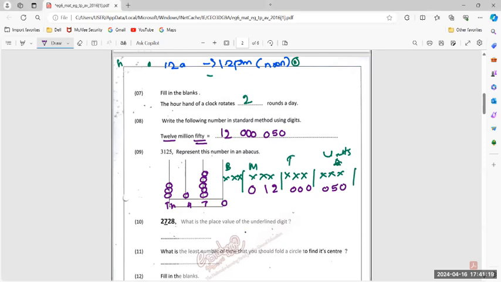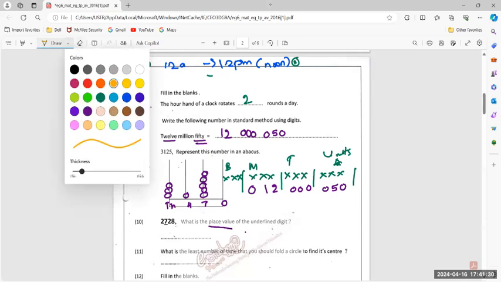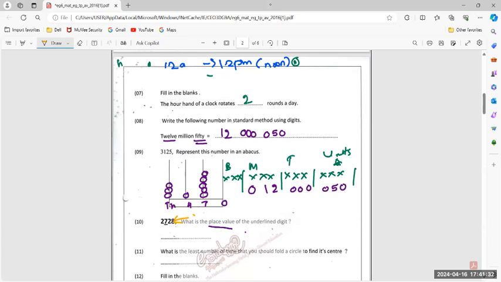Then 2728. What is the place value of the underlined digit? I'm going to write all the place values. The 8's place value is just 1. This 2's place value is 10. This 7's place value is 100. This 2's place value is 1000. The 7 was underlined, but because I used the ink here, it was hidden. So the place value of the underlined 7 is 100.